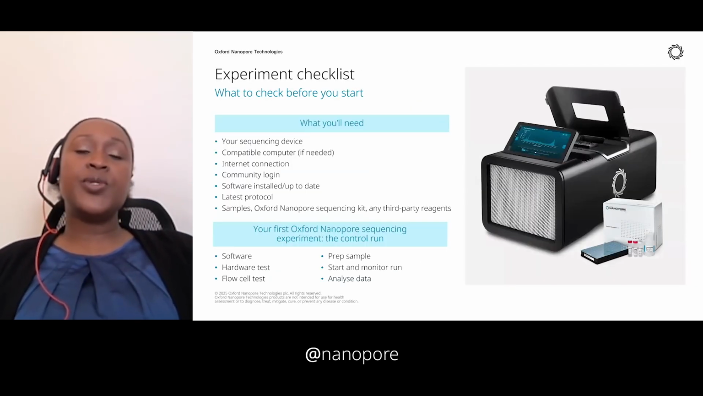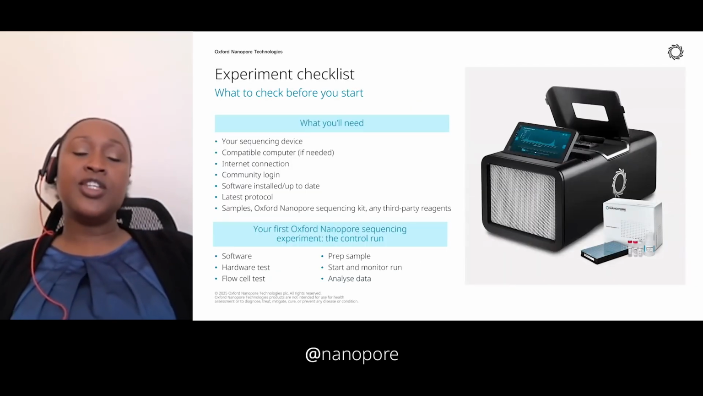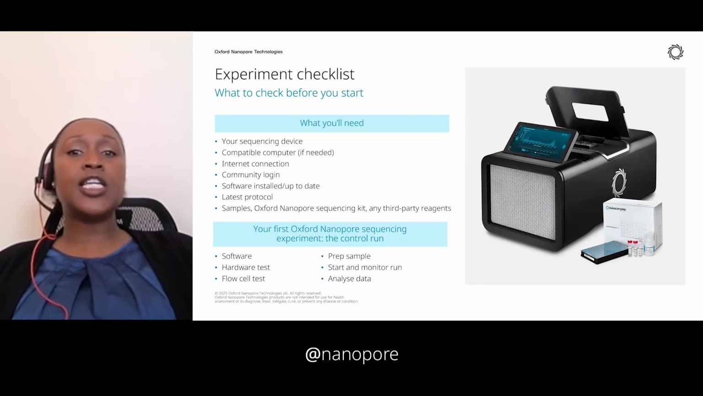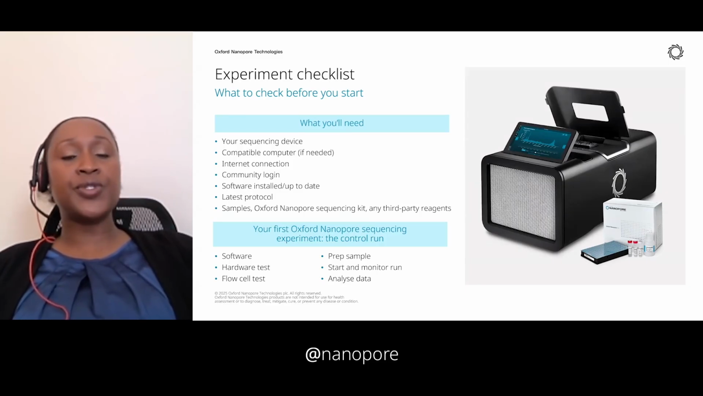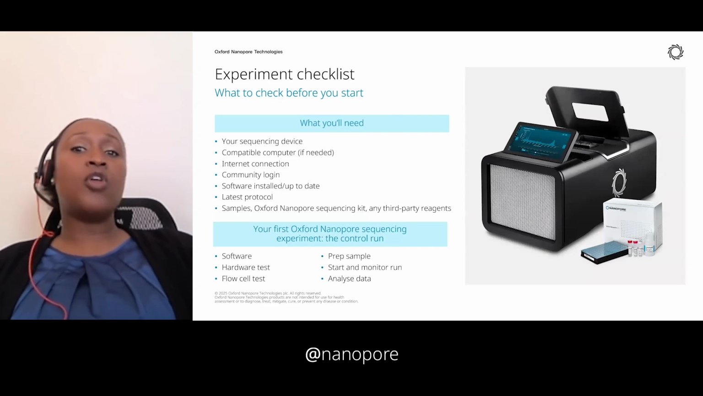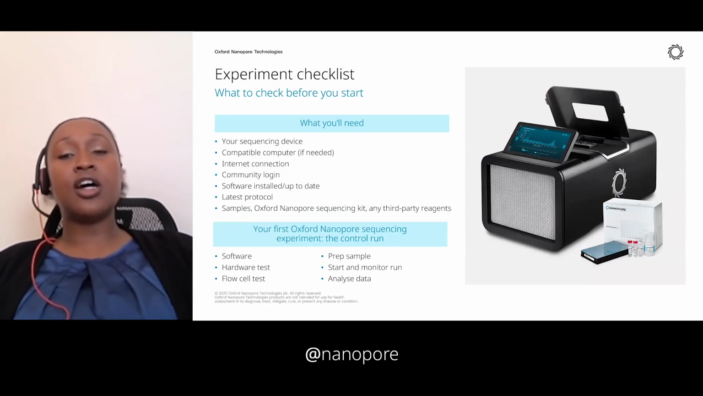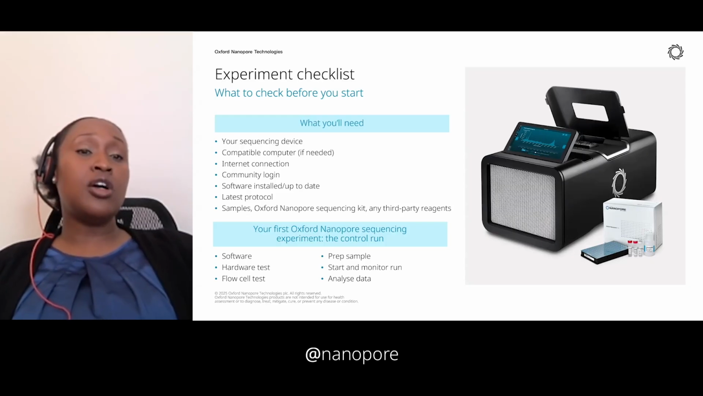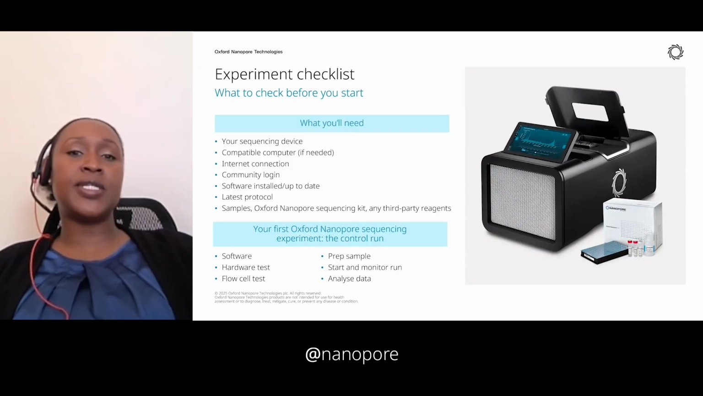Getting set up for sequencing is simple. Within each of our protocols, we provide an experiment checklist to be sure everything is in place before you start. Once you have all the items in place, you can start with the software installation and hardware check. Then move along to the flow cell check before really getting into the fun of things and preparing and sequencing your own libraries.